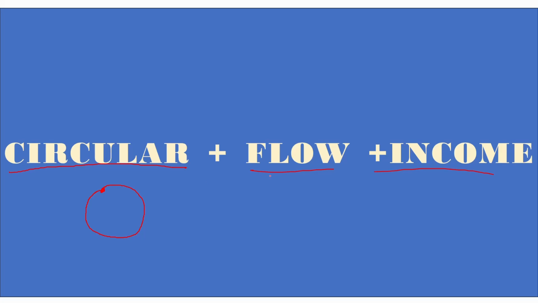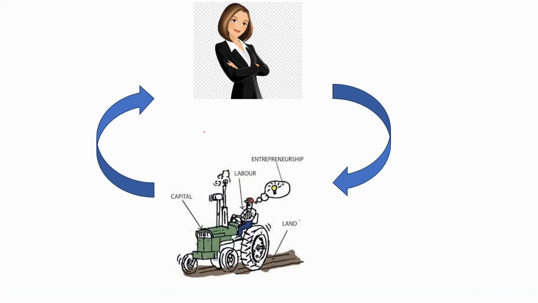The next word is flow. Flow is something which is not static. It is not at that very point for a long time. For example, a flowing river or flowing water from the tap. Something which is moving is flow, and income is something that we earn. Okay, so let us connect the words. So income, which flows in a circular manner, is circular flow of income. So this is the very basic meaning of circular flow of income.